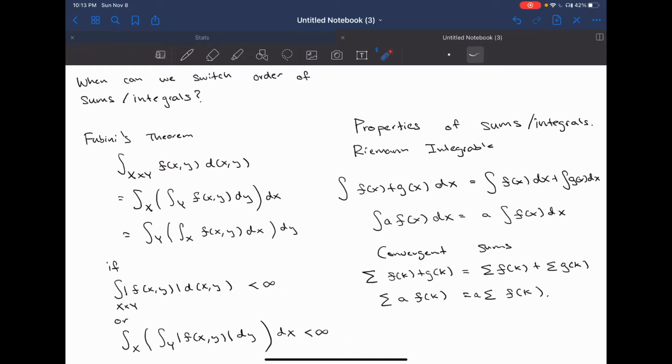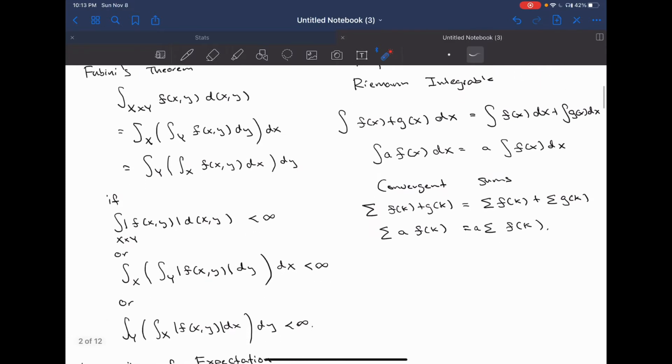So we want to know when we can switch. So let's say we have the integral over x and then the integral over y of f of xy dy dx. So this is a multivariate function of x and y. And we want to say that this is actually equal to the integral over y and then the integral over x of f of xy dx dy. So you see that we switch the order of integration here.